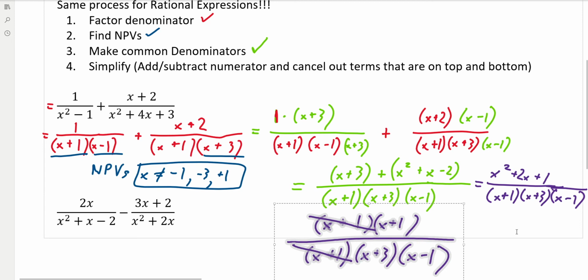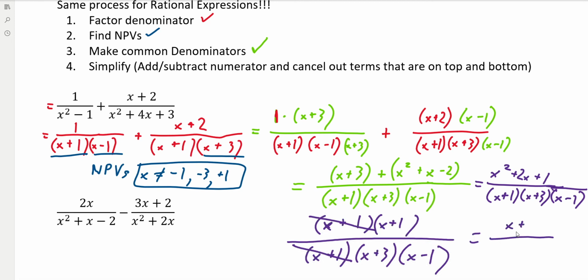over this way. Okay, so now we're finally left with x plus 1, x plus 3, x minus 1. And that is our final answer, plus our NPVs.